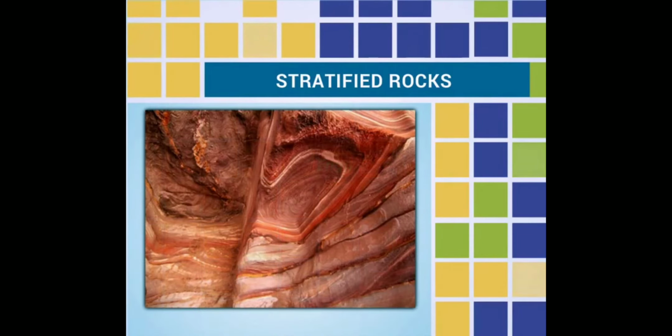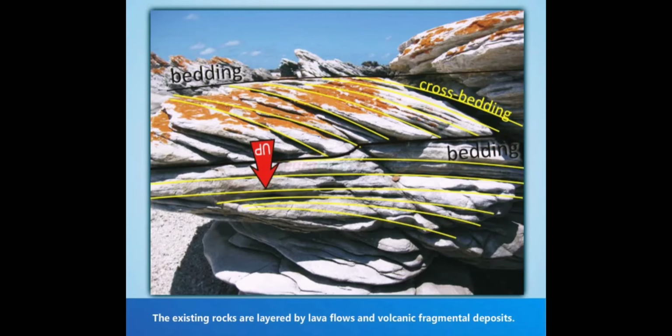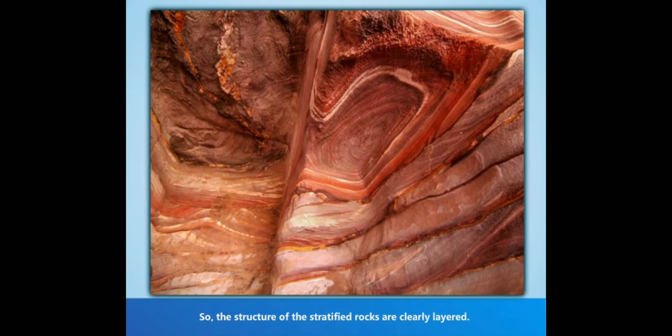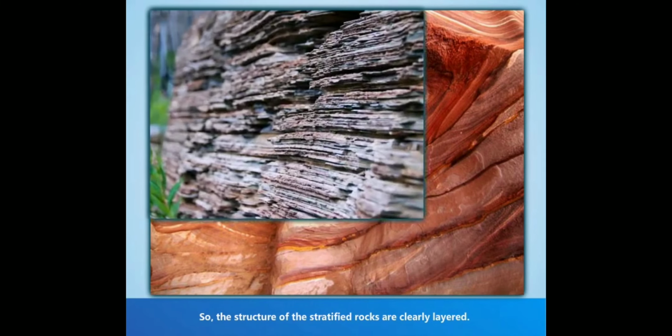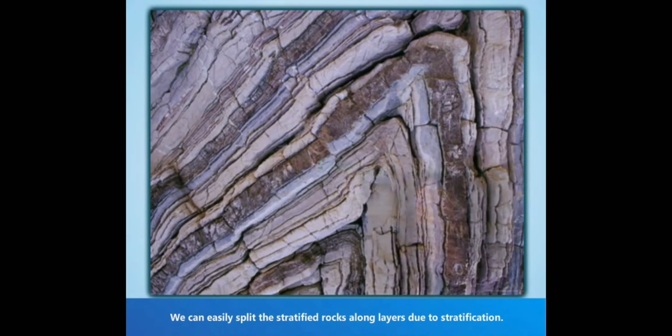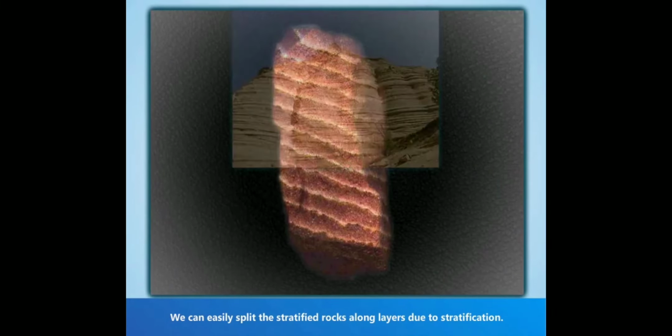Stratified rocks. In this animation, we are going to see how stratified rocks are formed. The existing rocks are layered by lava flows and volcanic fragmental deposits. So, the structure of stratified rocks is clearly layered. We can easily split the stratified rocks along layers due to stratification.